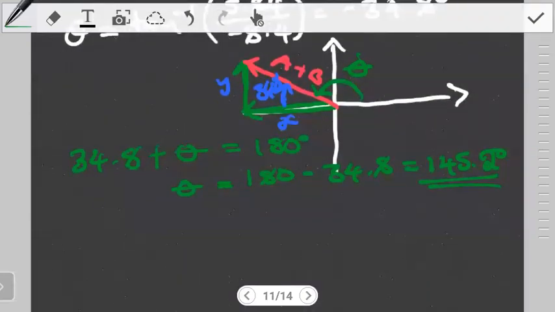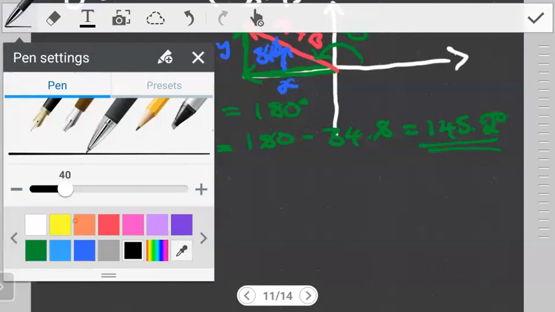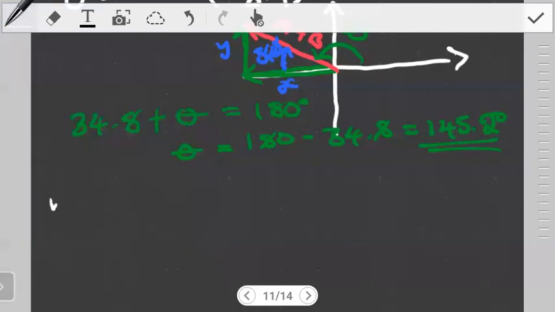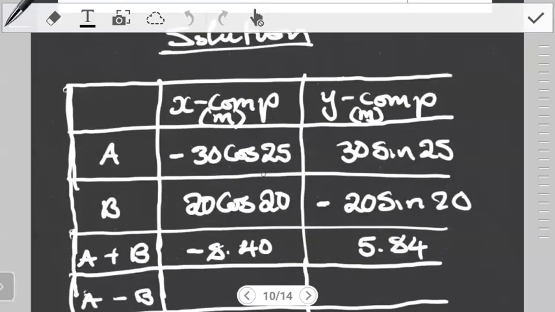Now we're done with part one. We then look at part two. For part two, we're looking at the difference. So for the difference, we want to find A minus B. For A minus B, all we want to do is come back to our table here. So instead of minus 30 cos 25 plus 20 cos 20, we're now going to say minus 30 cos 25 minus 20 cos 20.